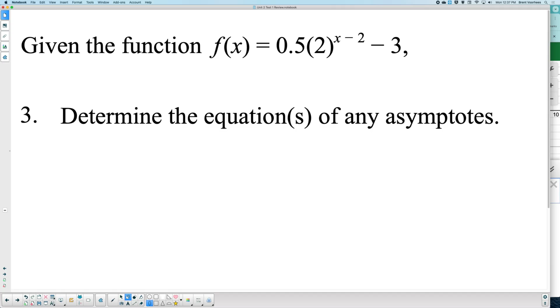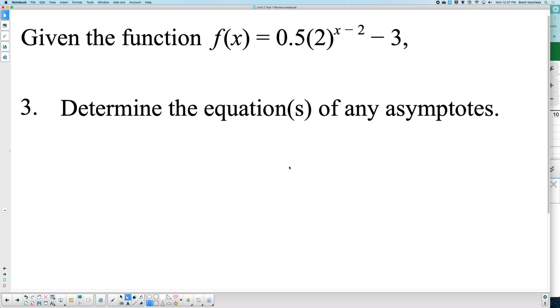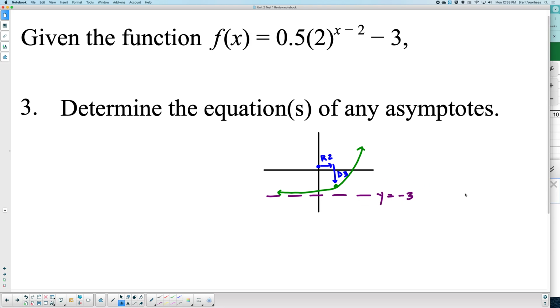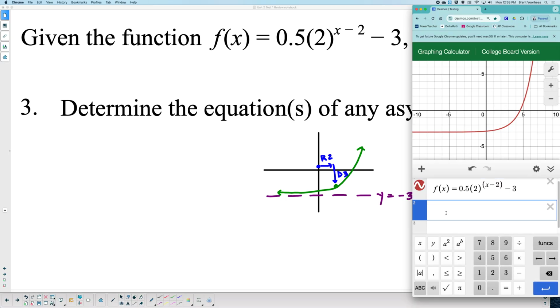And number 3, for you, this on the same slide. Just determine the equations of any asymptotes. So we do have an asymptote here. The asymptote is what this graph left. The question is, what value did the graph leave? Normally our asymptote is the y-axis, but this has been shifted down 3. So what value are we leaving? Should be a -3. Test it. Type in y equals -3.